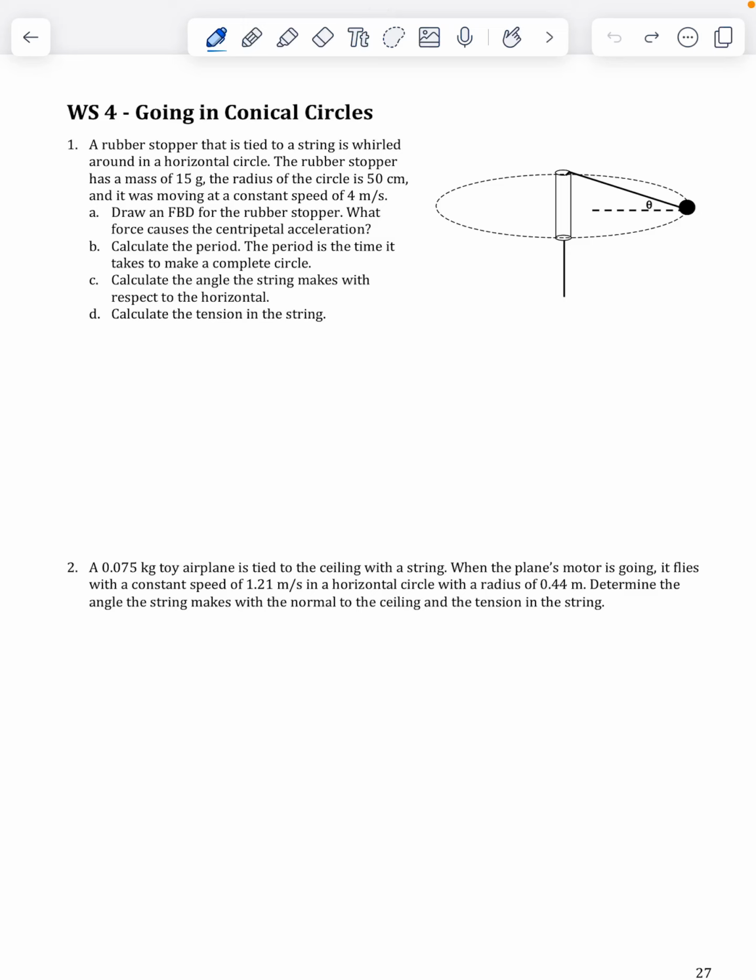Hi friends, this is Mrs. Rona here, and I'm going to introduce you to our third type of circular motion that we're going to look at in this course, which is called conical circles or conical pendulums.